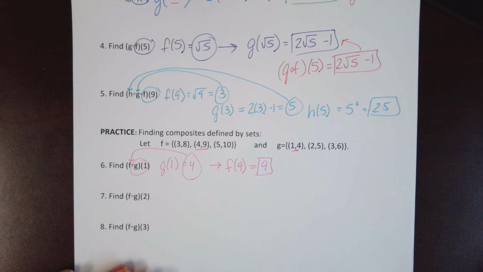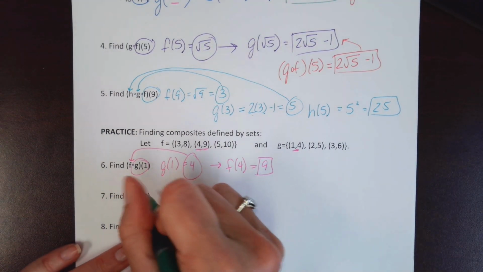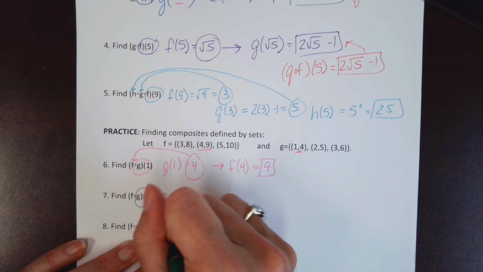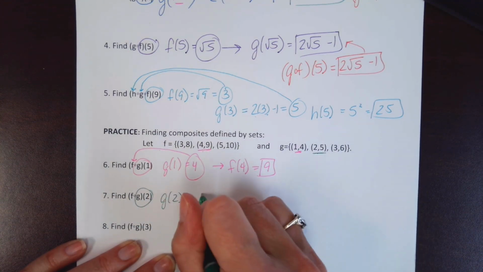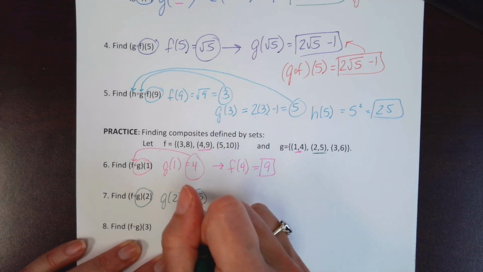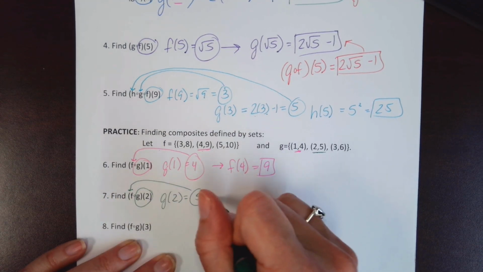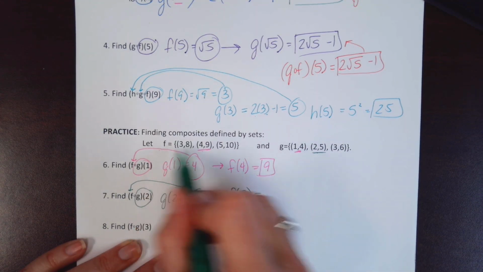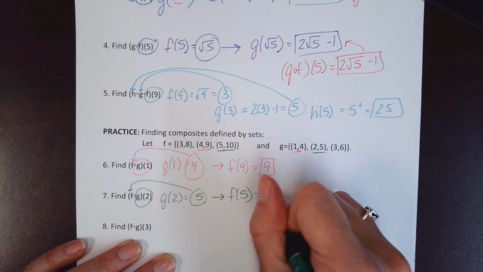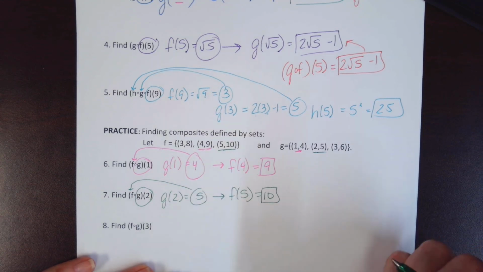Again, remember you can pause, stop, go back. Let's start with g of 2. Go to my g function. G of 2 is 5. Plug that into the f function so that I need to find f of 5. Function f of 5, the y value is 10, and that's my answer.